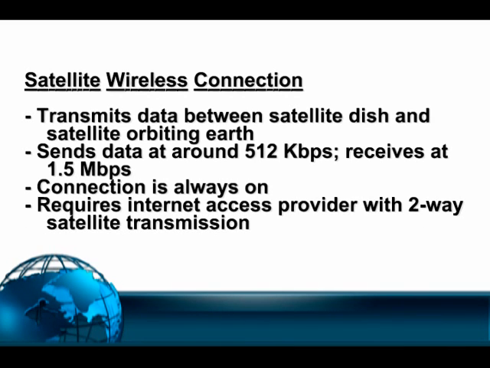Satellite wireless connection. It transmits data between a satellite dish and a satellite orbiting Earth. It sends data at around 512 kilobits per second and receives at 1.5 megabits per second. Its connection is always on. It requires an Internet access provider with two-way satellite transmission.